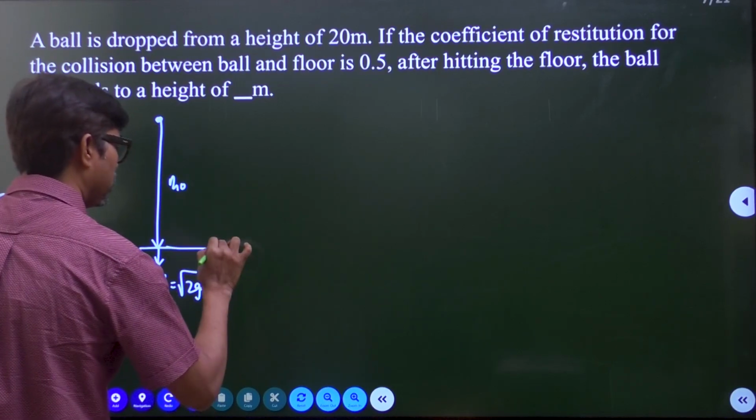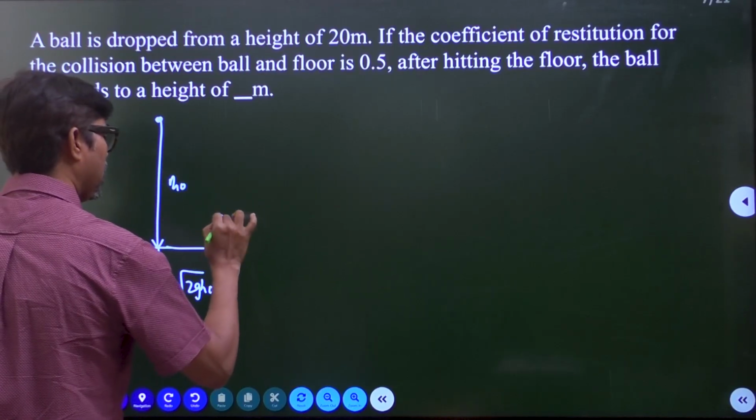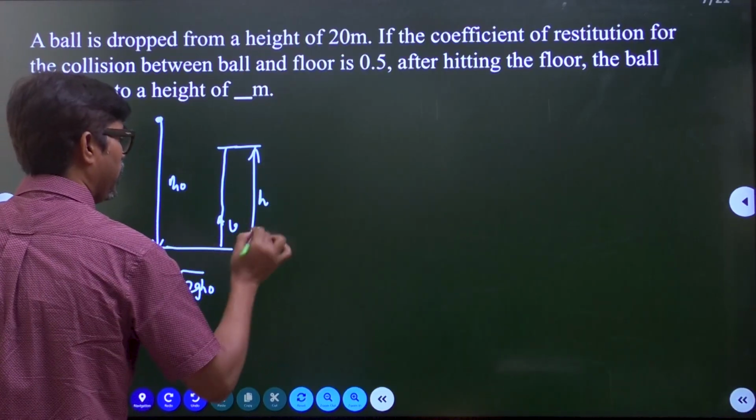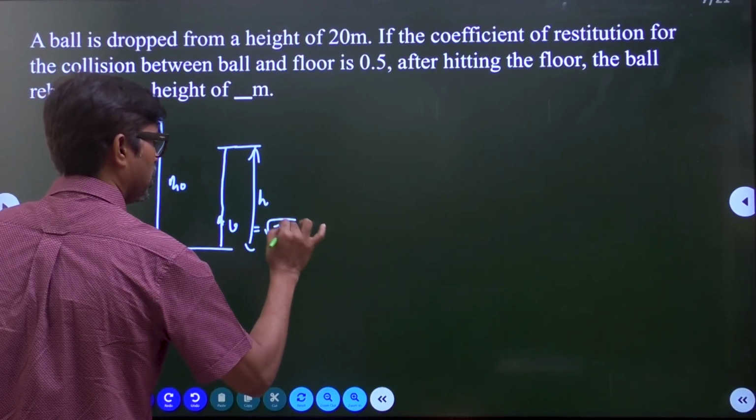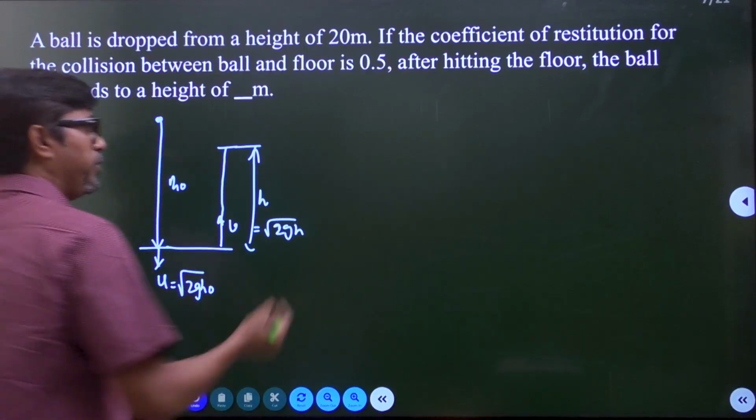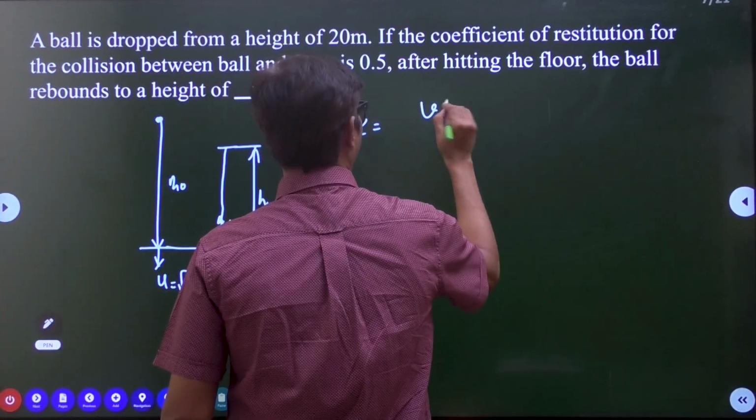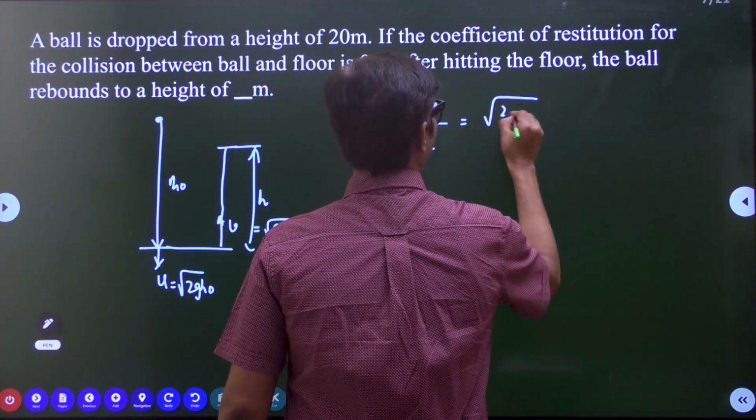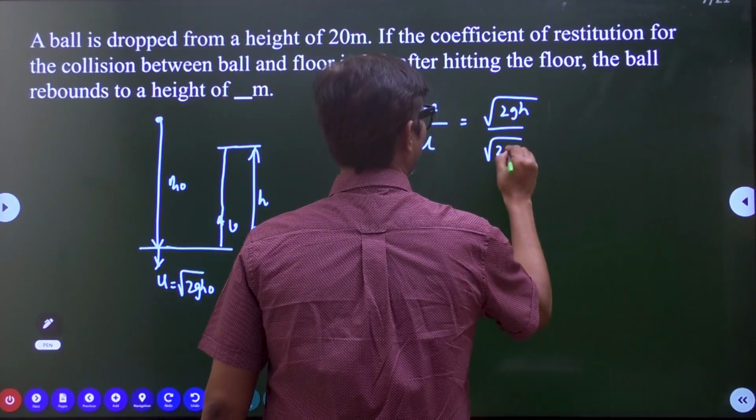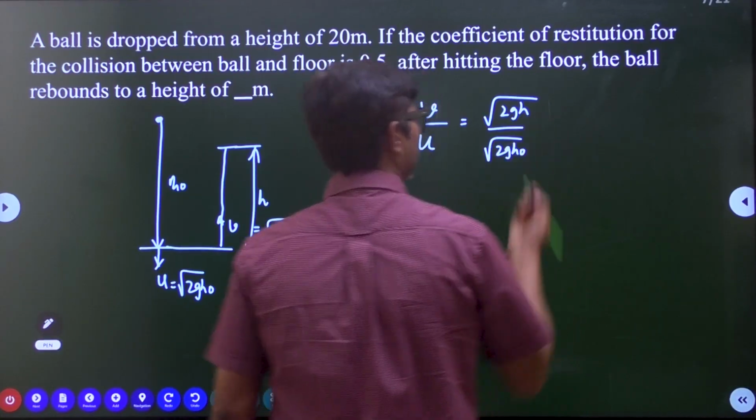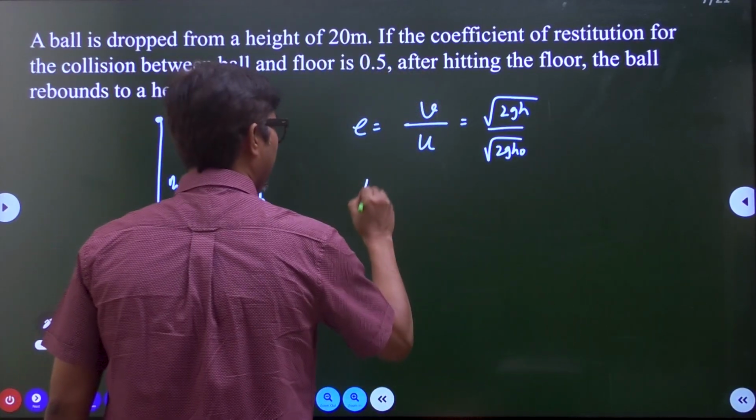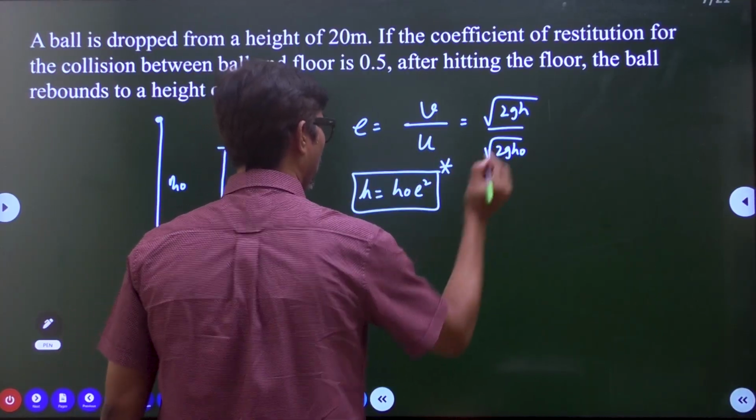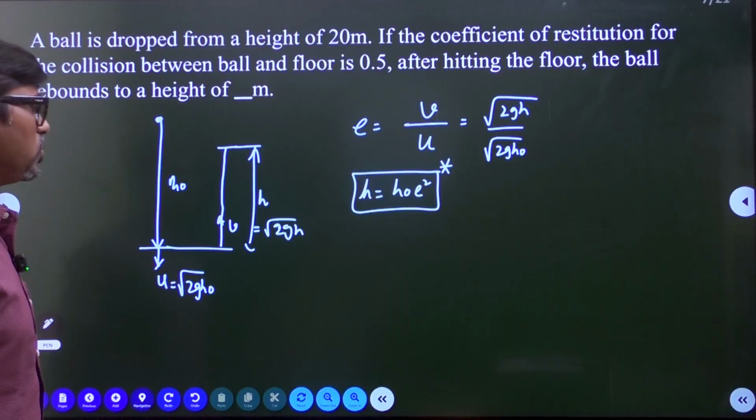Then after collision, it is going to rebound back with the velocity v, and let's say it goes to a height h. That's the maximum height it can go to. So v has to be equal to root 2gh. Now the coefficient of restitution is the speed of separation after collision divided by the speed of approach before collision. That will be root over 2gh divided by root over 2gh naught. So 2g gets cancelled out and you square it. You will get h equal to h naught into e square, a very important formula. You should know this result.